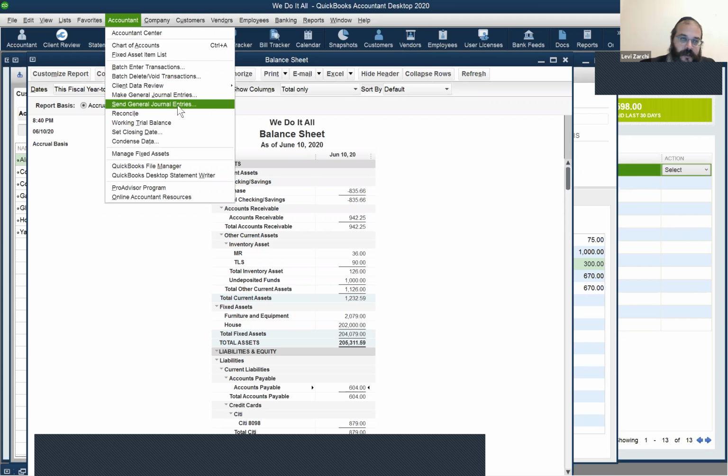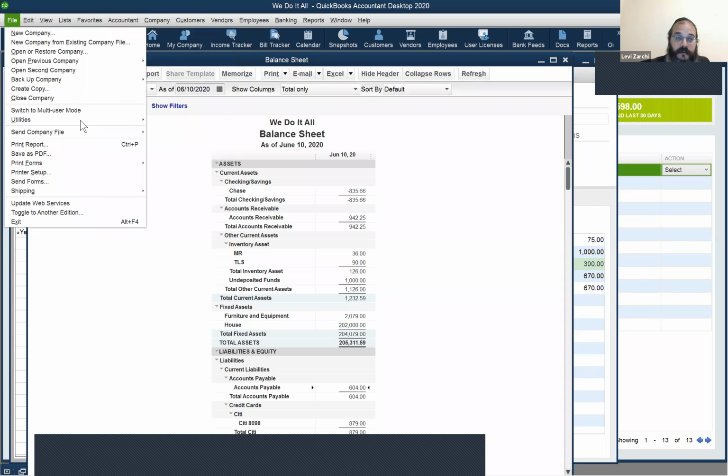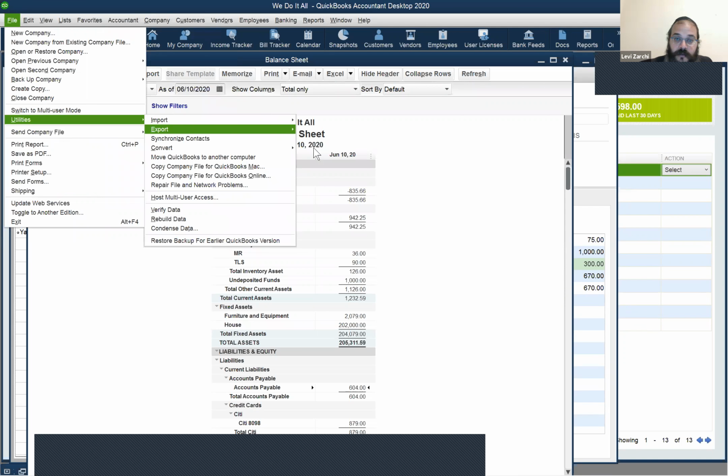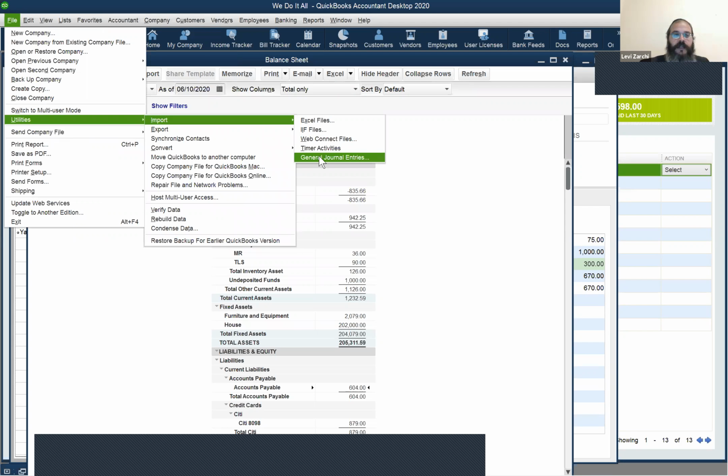A lot of times these journal entries are a little complex for the regular bookkeeper. So the accountant makes the general journal entries in the accountant file. You send the accountant a copy of the QBA file to look at. He can create general journal entries, then send those entries as a file to the client. And we discussed last time that if you go File, Utilities, and Import General Journal Entries, that's what they did on Monday. That's what the client will do when they don't know how to do all those entries.